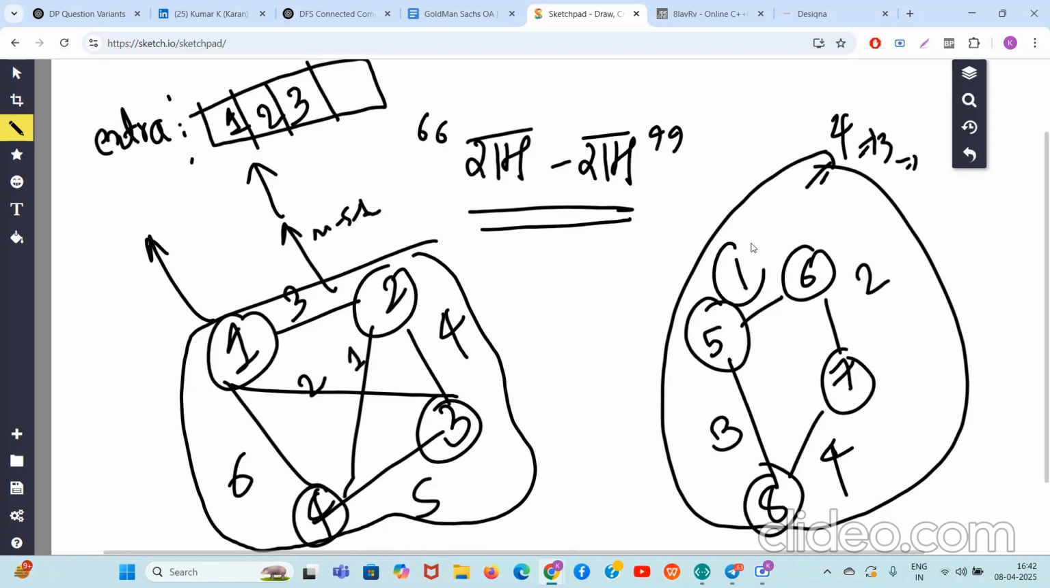The edge with the minimum weight, right? So run the maximum spanning tree algorithm. The maximum spanning tree algorithm will include 2, 4, 3, and it will discard this one. So 1, 2, 3, 1.